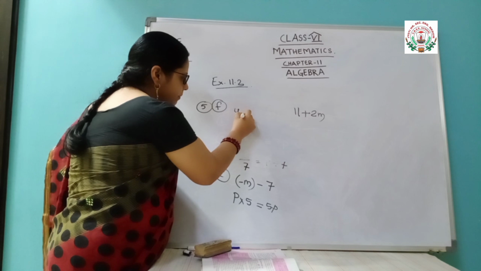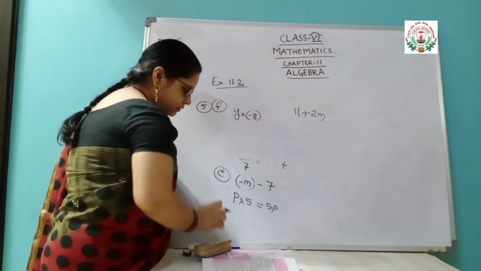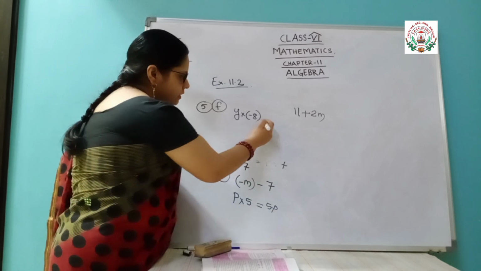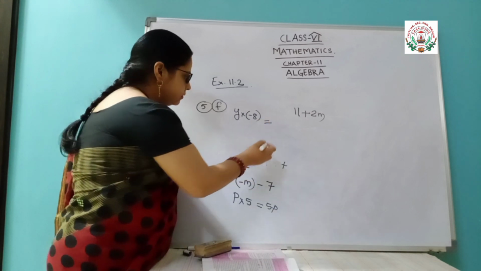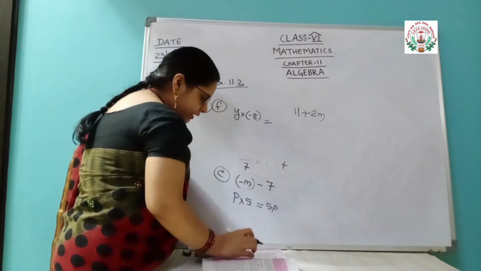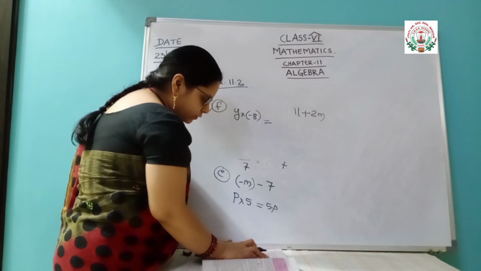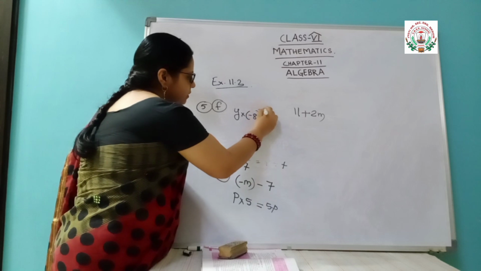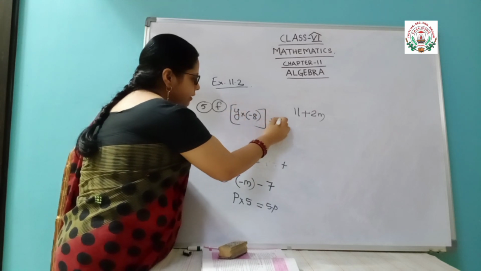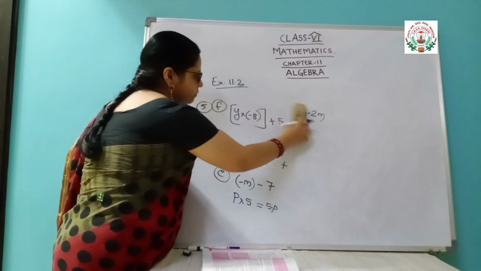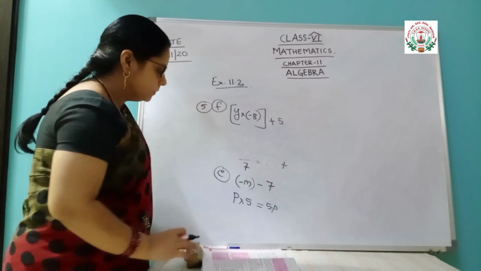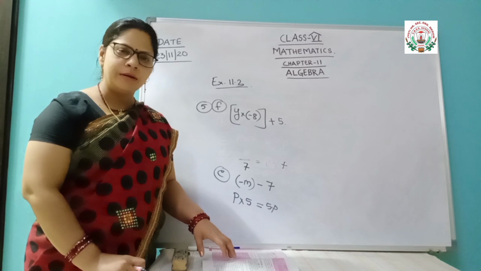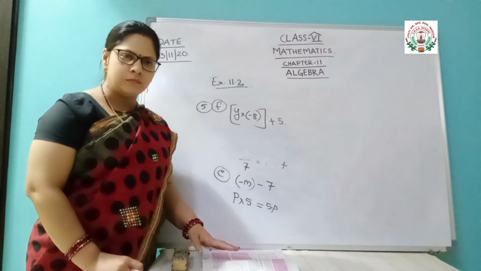Y is multiplied by minus 8. And then 5 is added to the result. After this, whatever result you are going to get, then 5 is added to the result. This whole is added to 5. It is not an equation, expression only. So you just read out the statements like this, and in this way you have to form the expressions.